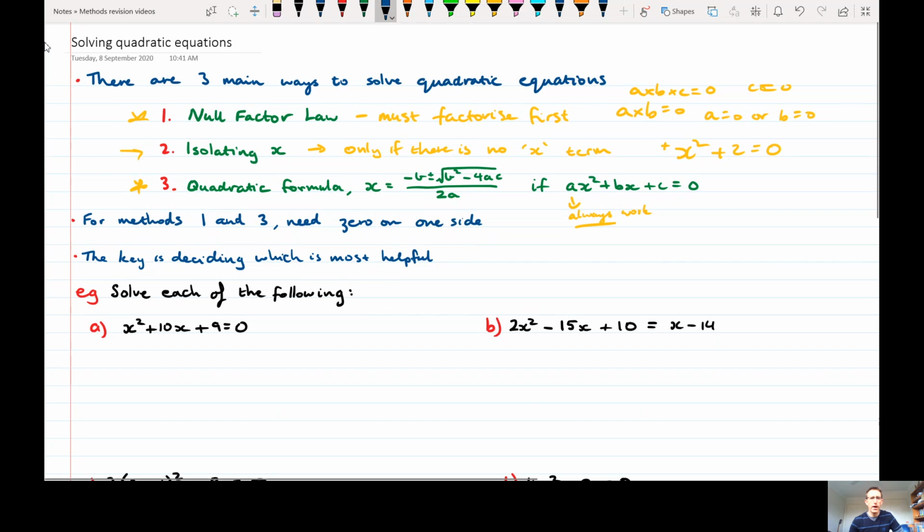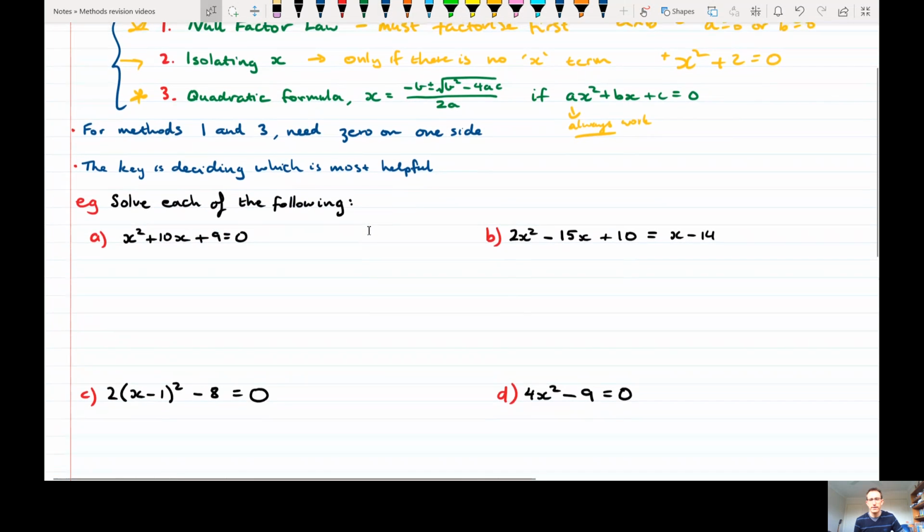The first one, before I choose which method to use, I'm going to have a look closely at the values I've got. Can I easily factorize it? Now look at the factorizing video to remind yourself how to factorize quadratics. In this case, I can easily see that that'll give me (x + 9)(x + 1) = 0. Make sure you have all your equal signs in the right spots and you've got your notation there correctly. And then to solve that, we know x + 9 must be equal to 0, which therefore gives you x = -9. And x + 1 = 0, which gives you x = -1. And that's using your null factor law.